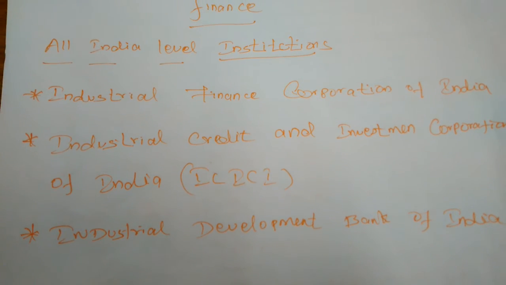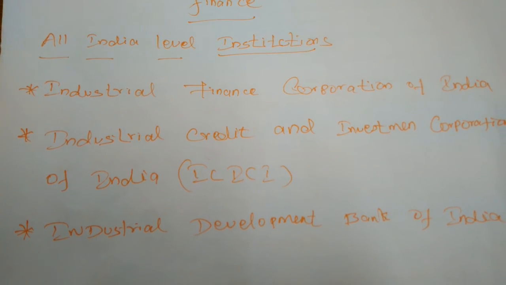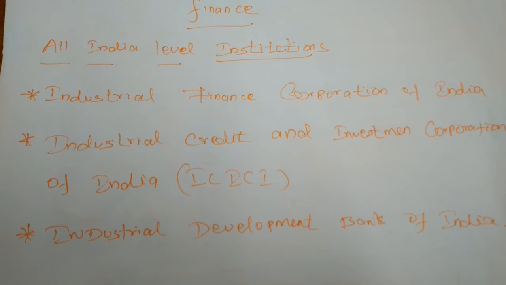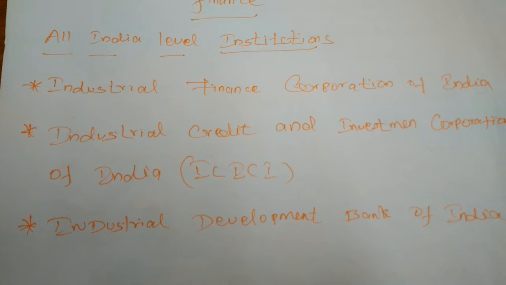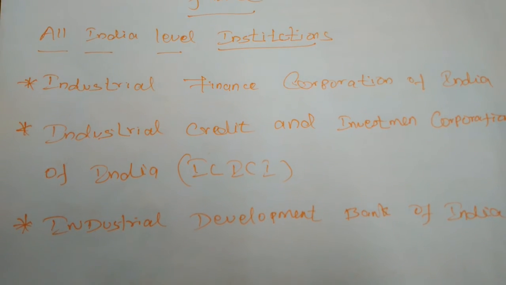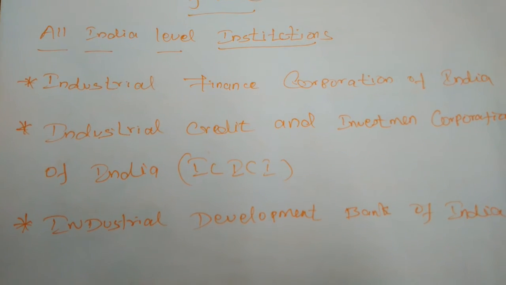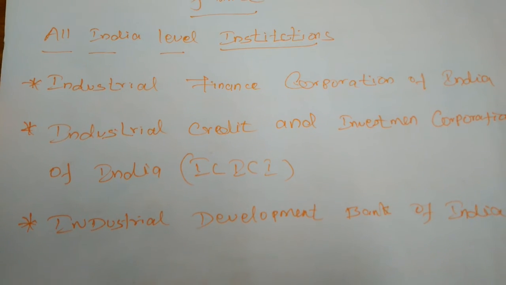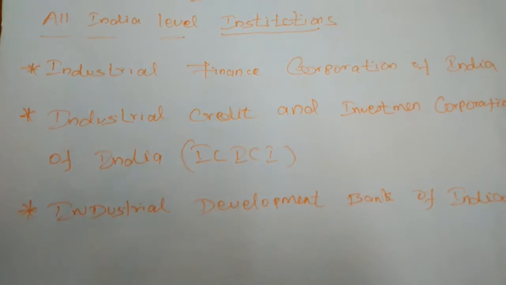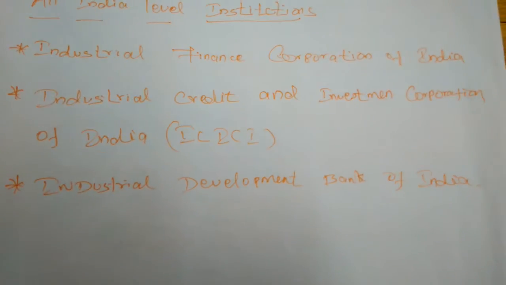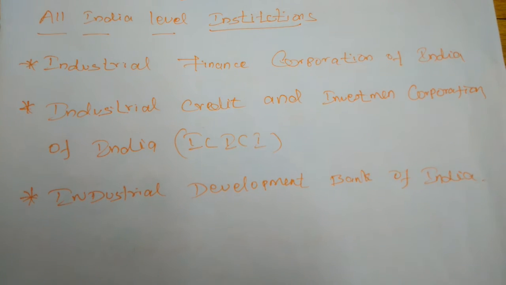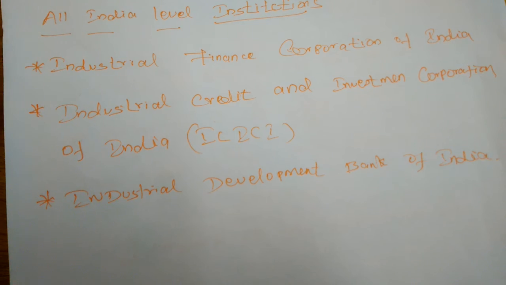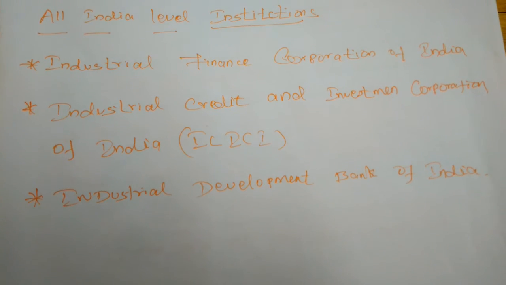IFCI provides assistance to industrial concerns in the following ways. First, long-term loans both in rupees and foreign currencies. The Industrial Finance Corporation provides long-term loans in both rupees and foreign currencies, because so many entrepreneurs are involved in international trade. So they need more foreign currencies, and only then can they improve the industries and the production process.